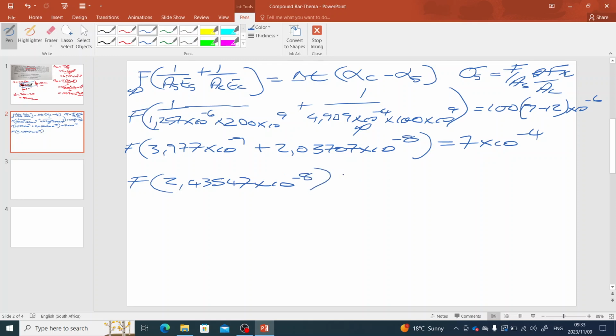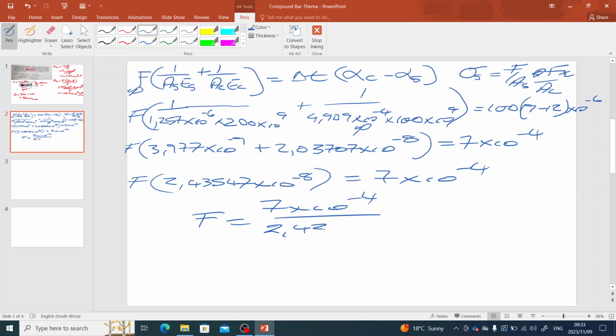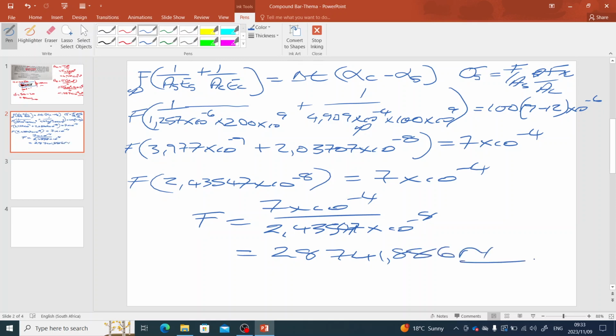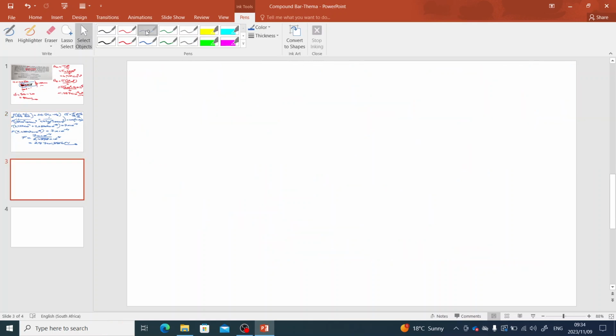I used a lot of digits in dealing with that. Then my F would be 7 times 10 to the power negative 4 divided by 2.43547 times 10 to the power negative 8. Then I get my force as 28,741,886 Newton. Then I can use this force to calculate the stresses as a result of the change in temperature.